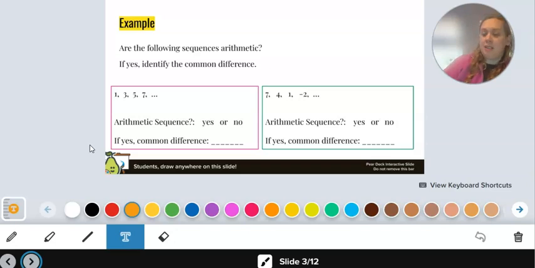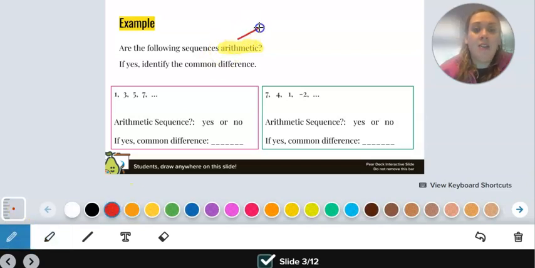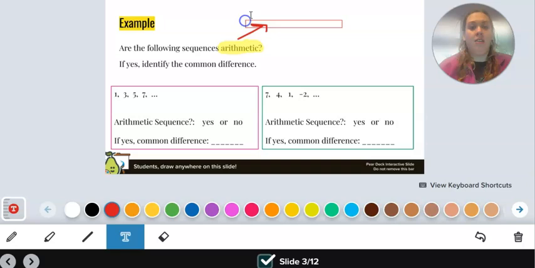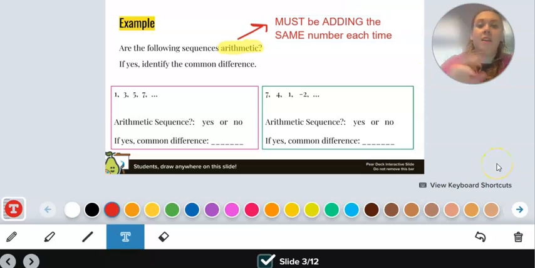So let's look at some sequences. There can be all types of sequences, right? They are going to have different patterns. This week, we are focusing just on arithmetic sequences, which means to get from one term to the next, we must be adding the same number each time. That's the key, right? So it specifically has to be addition and it has to be the same number. That is going to make it an arithmetic sequence.